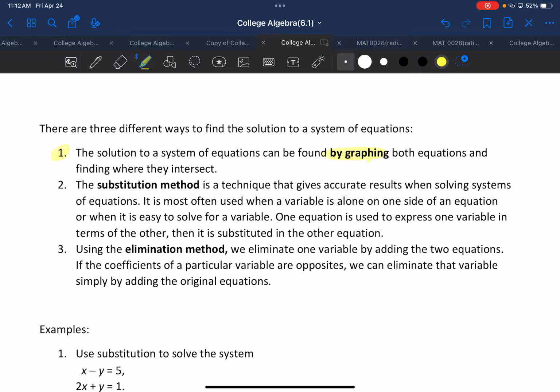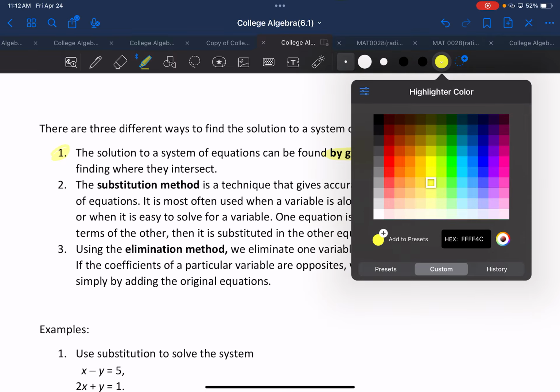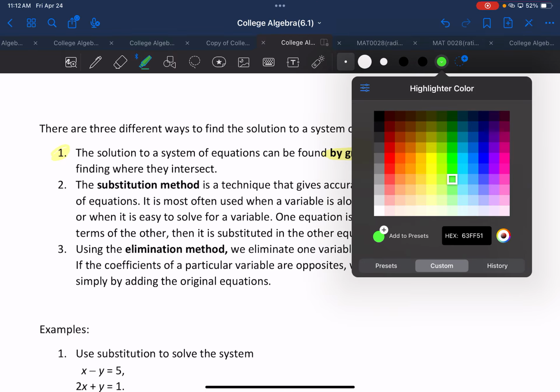But it's also kind of hard to do that by hand, because if you graph a line by hand on your paper, it might be hard to see where they actually intersect, because it's not exact, unless you have graph paper. But you could do it on your calculator and find where they intersect as well. You would have to solve them for y, and then set the two sides equal and find where they intersect. But it's possible, we can do that. But we're going to focus on these other two methods.